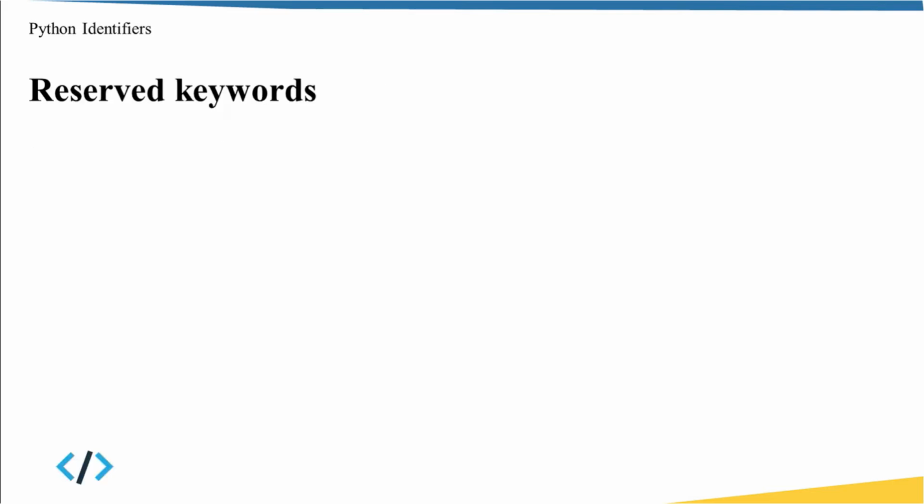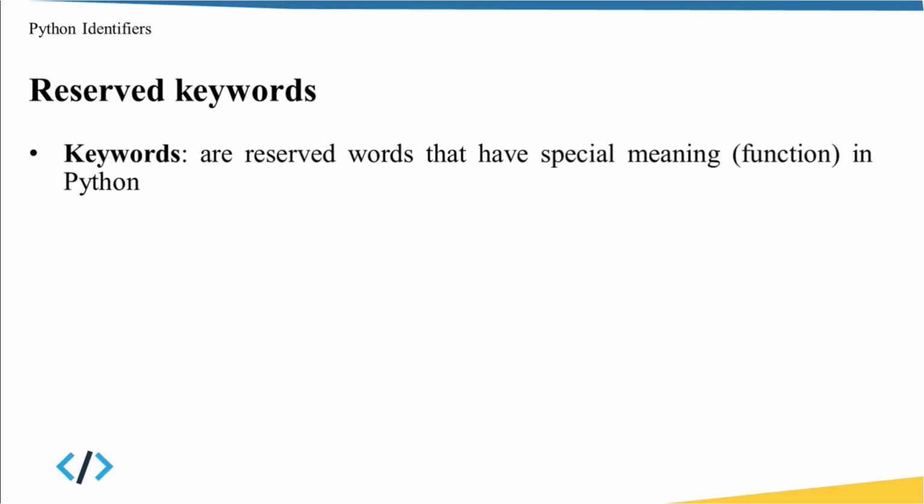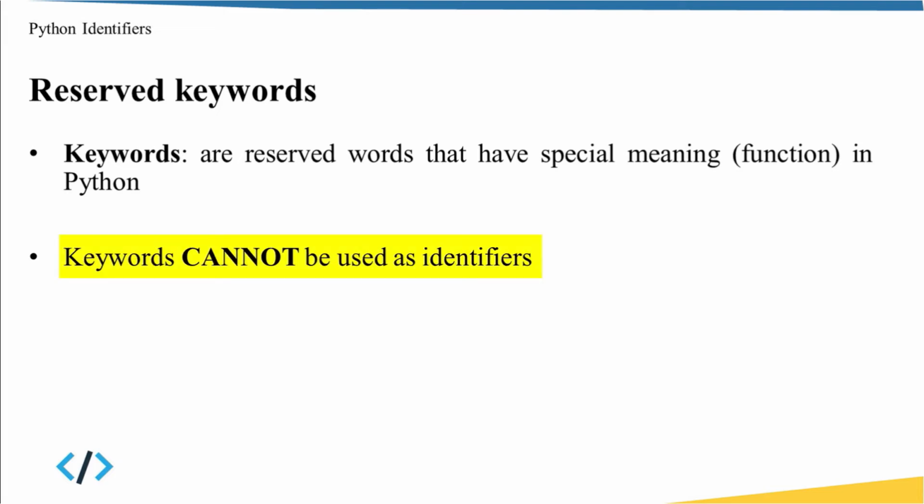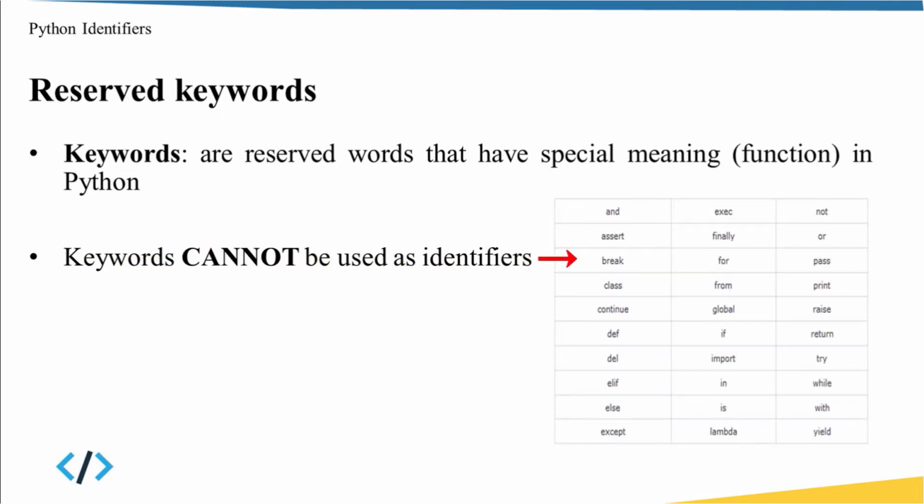Another point that you have to be careful about is the reserved keywords. So what is a keyword, or what are the keywords? Keywords are reserved words that have special meaning or function in Python, for example if, for, else, and so on. Keep in mind that keywords cannot be used as identifiers, otherwise you will have some trouble. And this table here shows a complete list of all of the reserved keywords in Python. So you have and, assert, break, class, and so on.